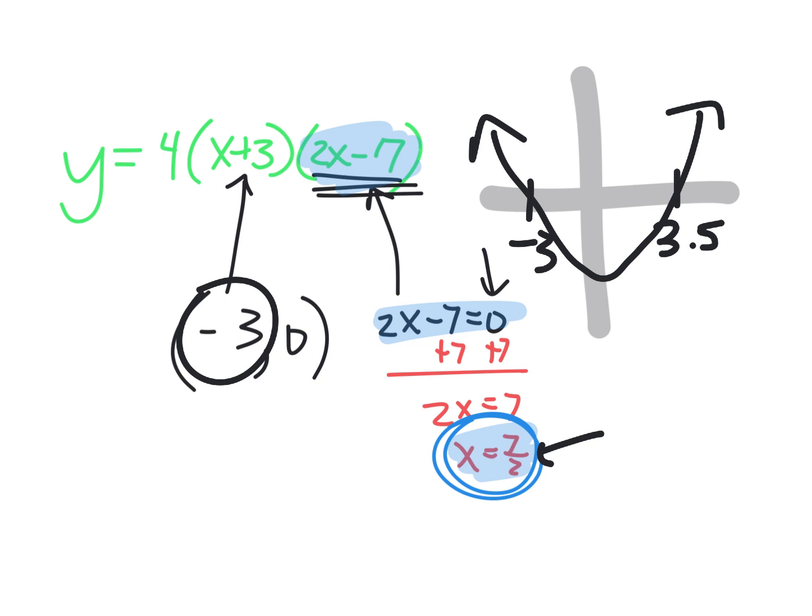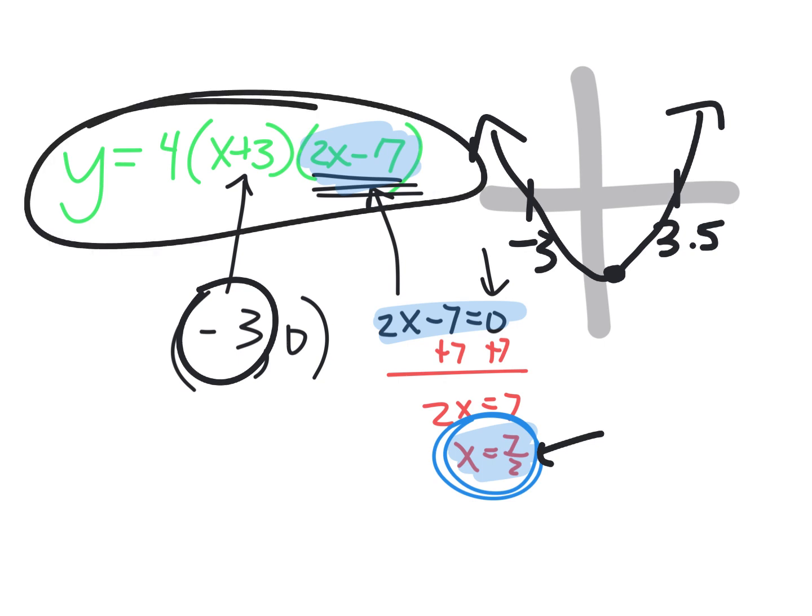Somewhere down here would be the vertex. I don't know exactly where. I can't tell from this because this is not in vertex form, but if it was, I'd be able to see the vertex. How do I know it's a right side up U? Because there's no negative in the front. If there was a negative in the front, it would be upside down, but it's not. Okay, there's a good review.